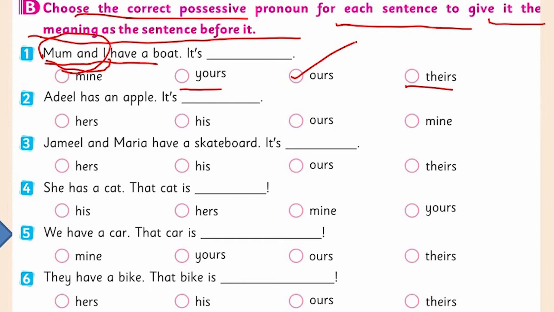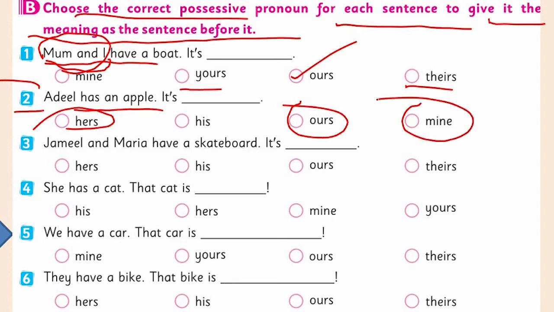Is appropriate, correct here. Look at the second one. Adil has an apple. It's hers. No, hers refers to the feminine noun. Ours, no. Adil is singular noun here. Mine? No. The person is not talking about himself here. He is not referring to himself. He is referring to someone else, Adil, the boy Adil here. So yes, it's his apple here.